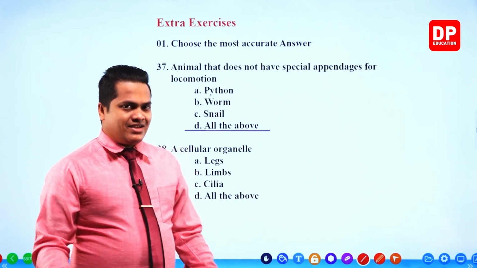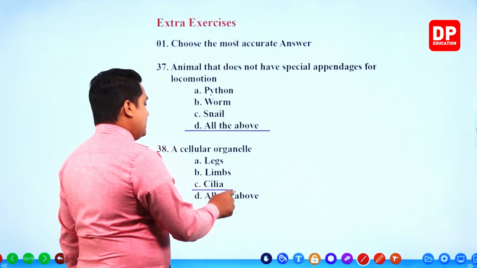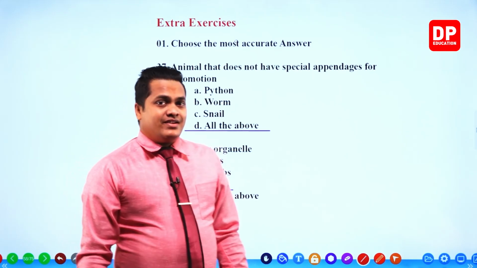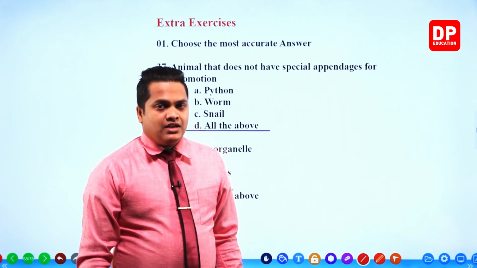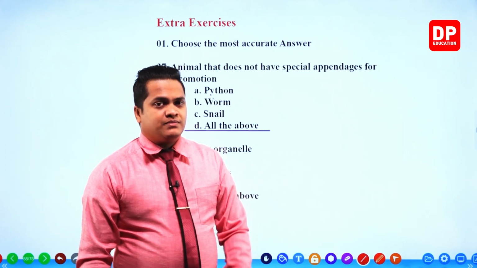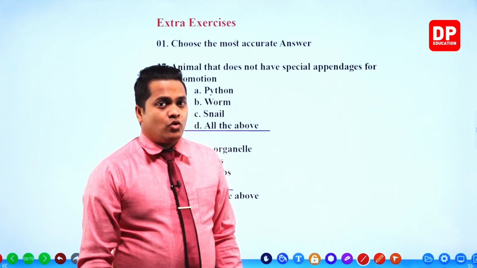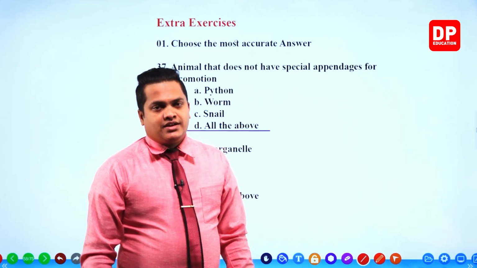Limbs, once again incorrect, right? Cilia, that should be the answer, cilia. Cilia is contained within the cell of paramecium. So my dear children, within the cell body of paramecium, we can observe the cellular structures or organelles, cilia. Cilia is the correct answer then.